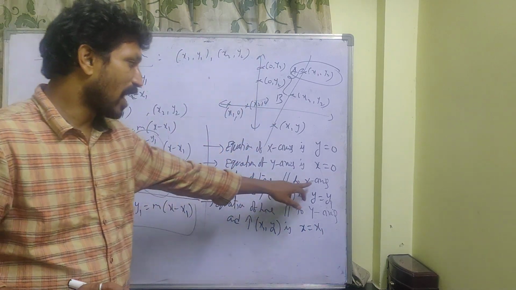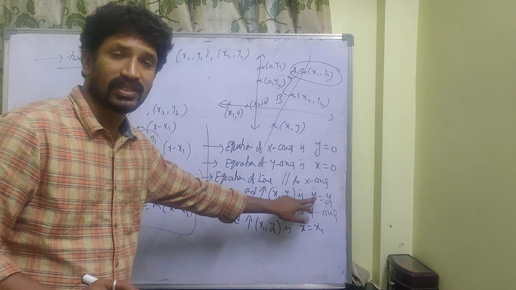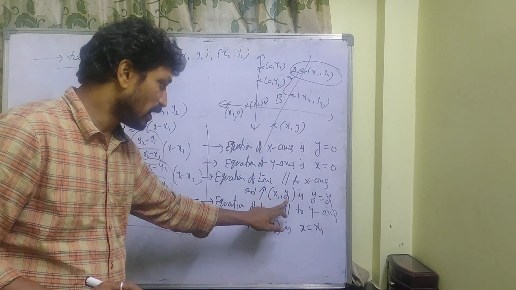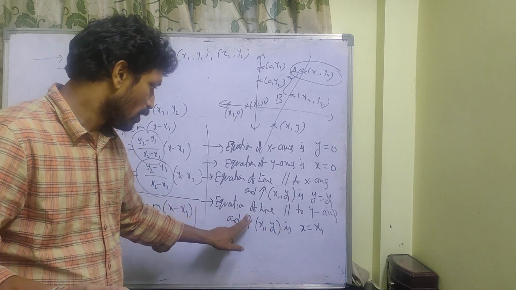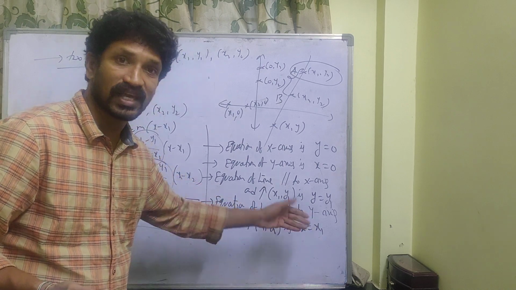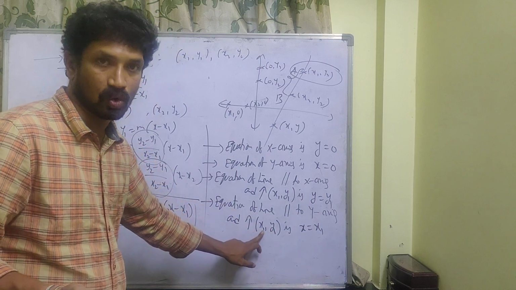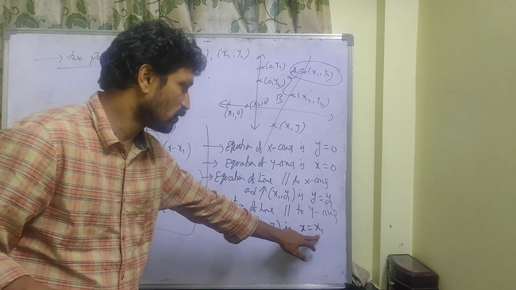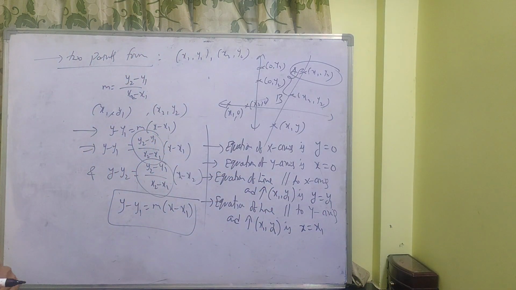So the equation of a line parallel to the x-axis is y is equal to something. That something is nothing but the y coordinate, if you know the point. The equation of a line parallel to the y-axis is x is equal to something. If you know any one point, that is nothing but the x coordinate. So x is equal to x1, y is equal to y1. Is it clear, all of you?